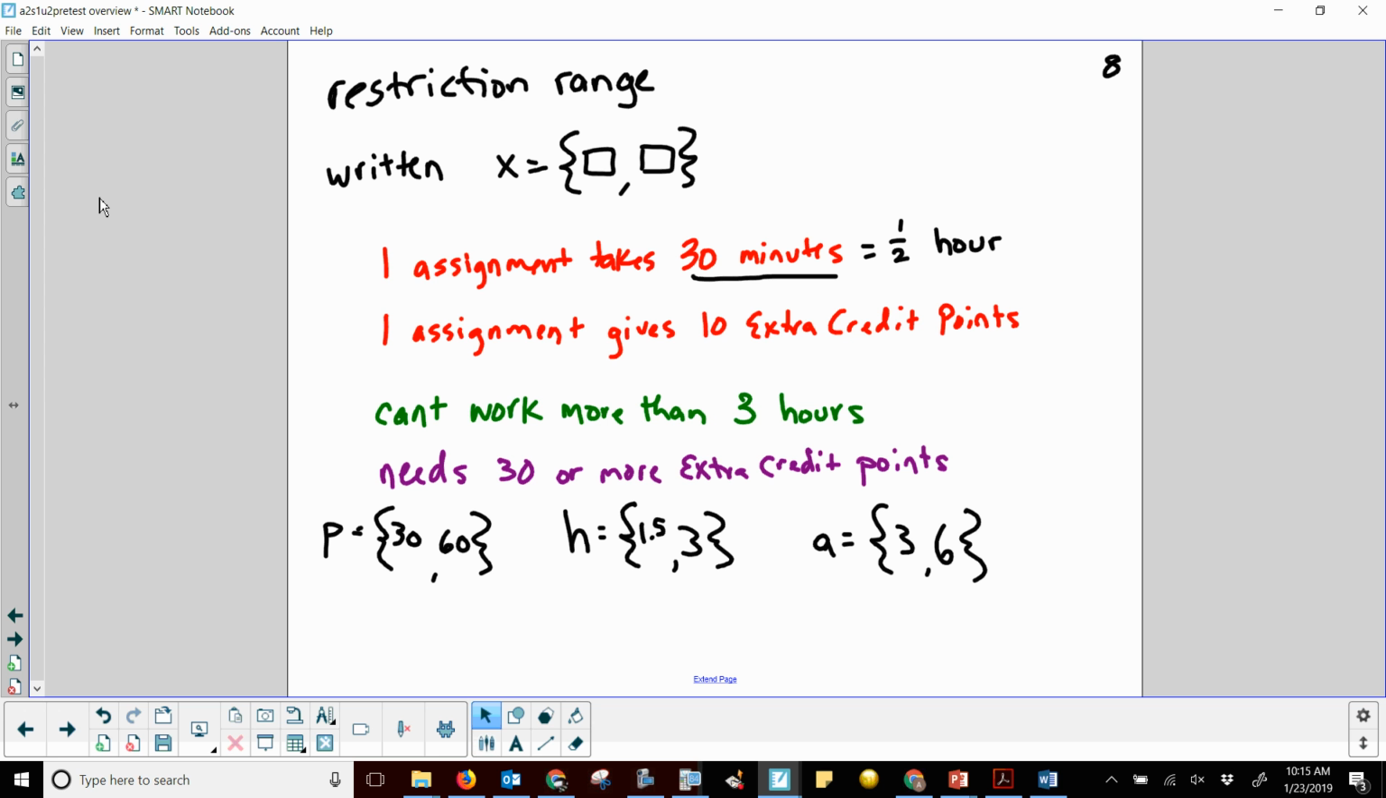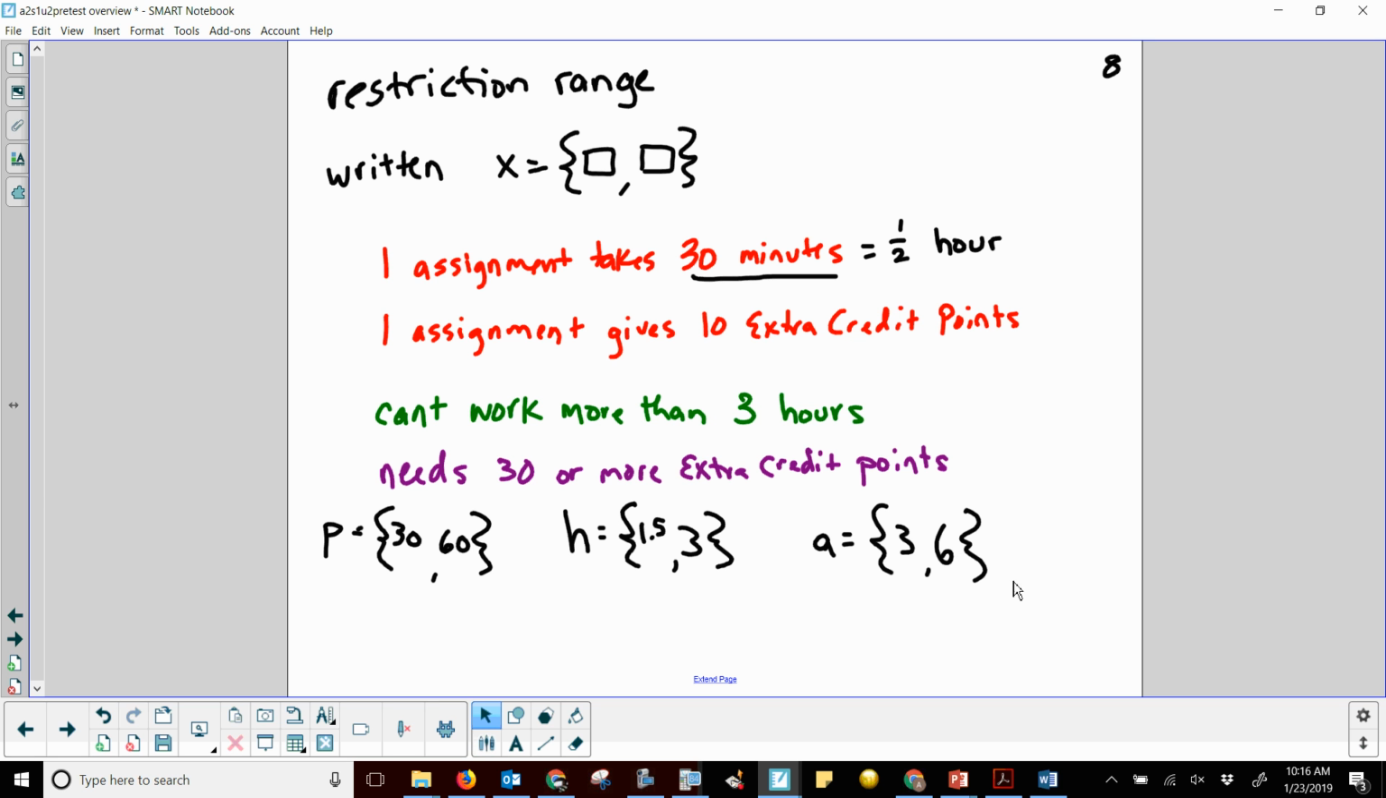So let's say one assignment takes 30 minutes, which is half an hour, or 0.5. One assignment gives 10 extra credit points. So you want some extra credit. You need at least 30 extra credit points, but you can't work on multiple assignments for more than 3 hours.